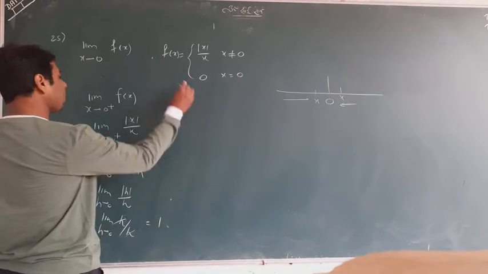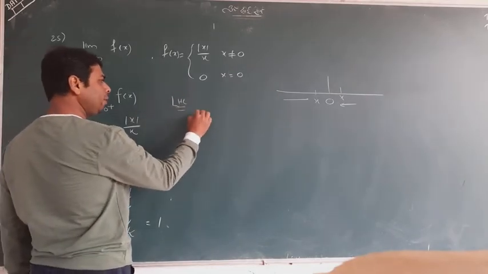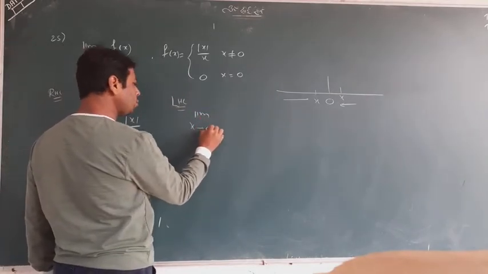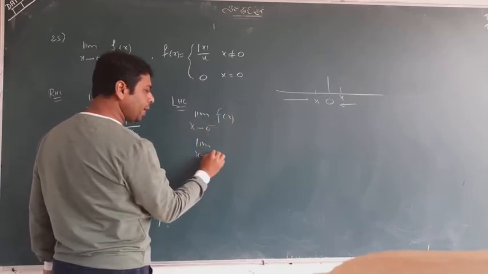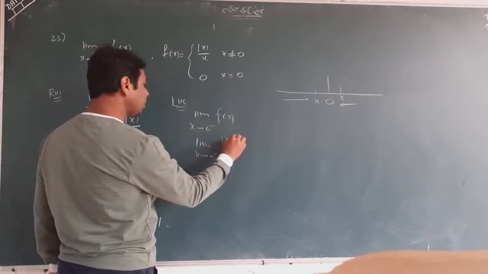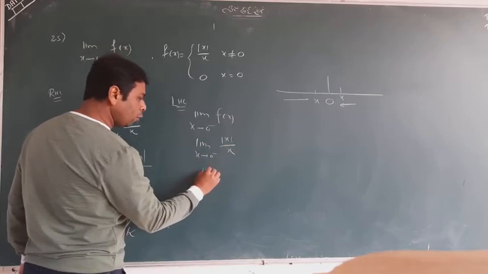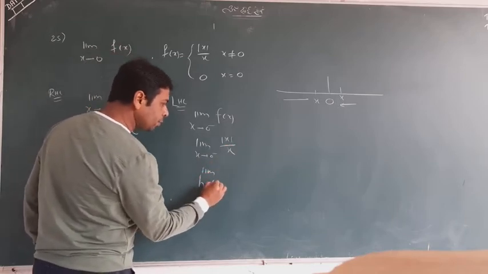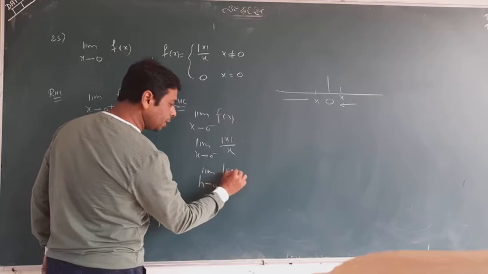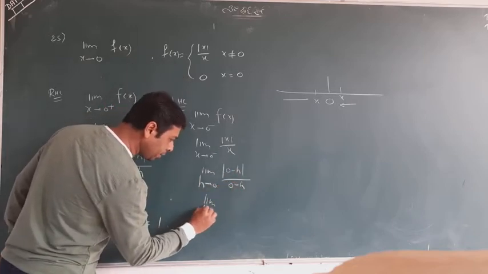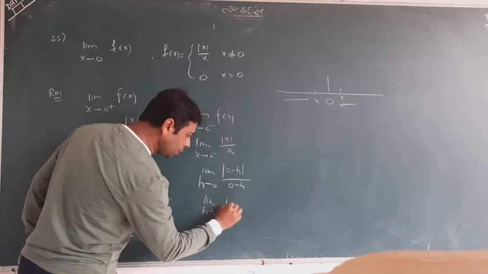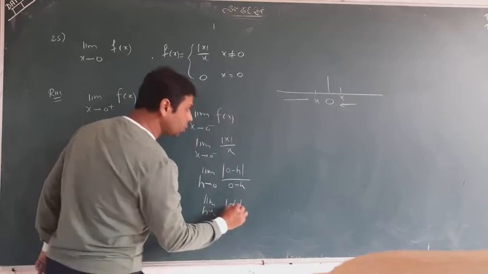So this is our right hand limit. Now the left hand limit will be taken. Limit x tends to 0 minus of the function. Again, as I taught you, for both the limits we will take the same function, mod x upon x. Now I'll go with h tends to 0. This is mod of 0 minus h upon 0 minus h. The interesting thing is coming. 0 minus h means mod of minus h upon minus h.